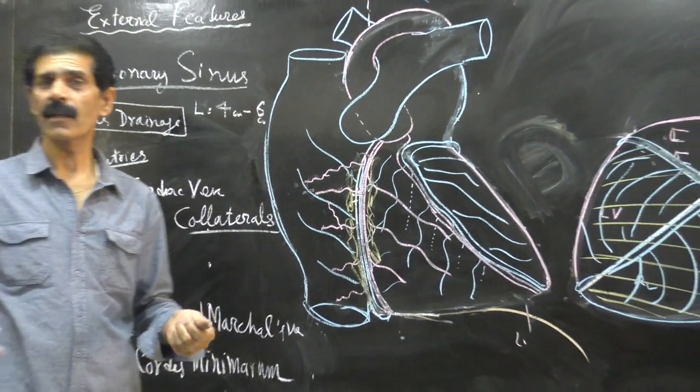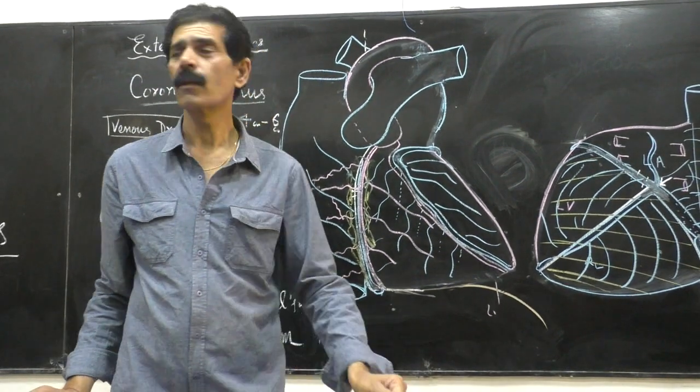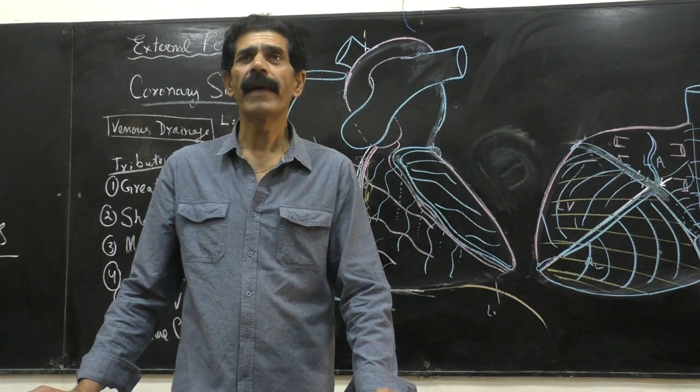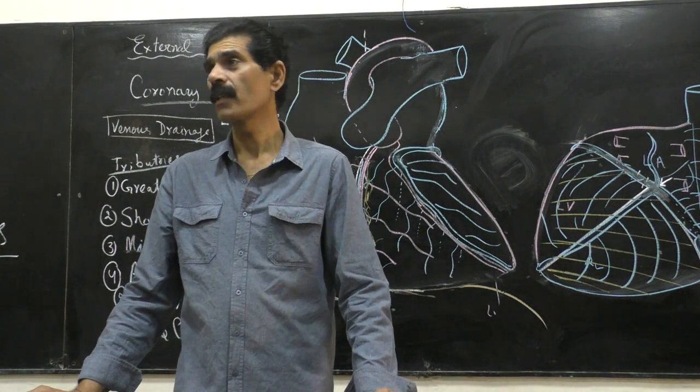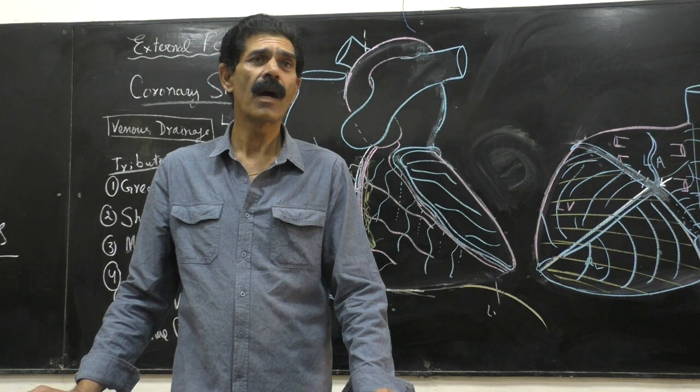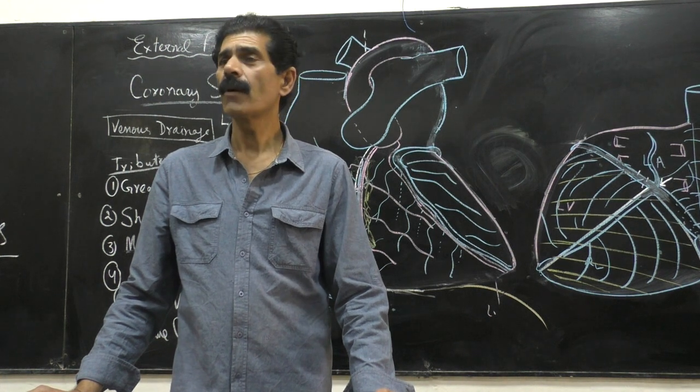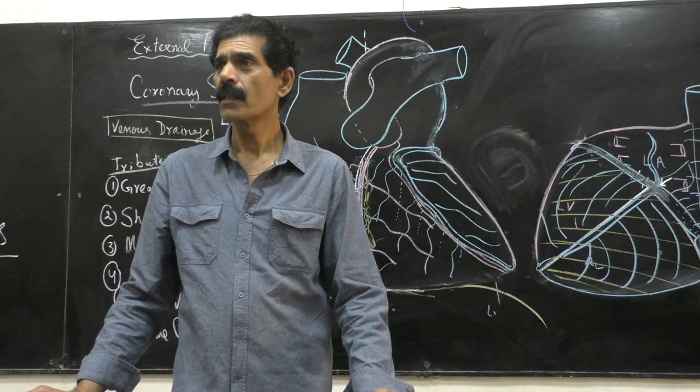These collaterals develop in people who undergo light exercise, and these people survive even after the first, second or third myocardial infarction. So these are the applied anatomy related to the coronary sinus.